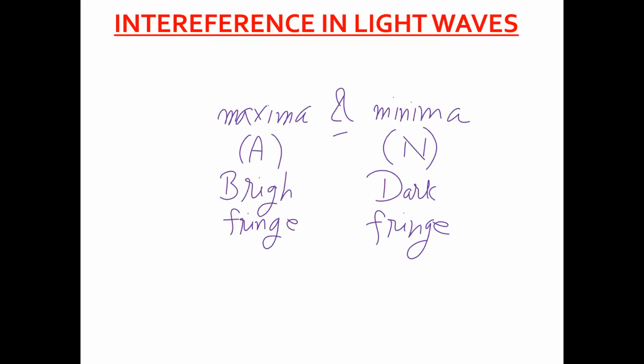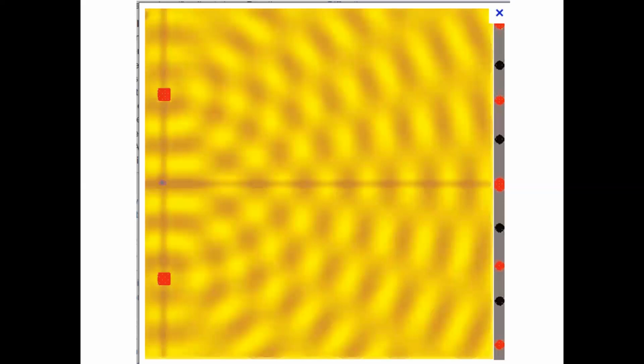Interference in light waves: maxima means a bright fringe and minima means a dark fringe. Look at this diagram. This is a typical interference pattern in light. There are some dark regions and some bright regions. Dark region means destructive interference and bright region means constructive interference.